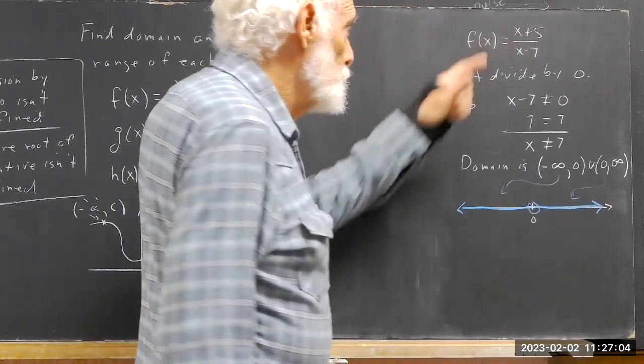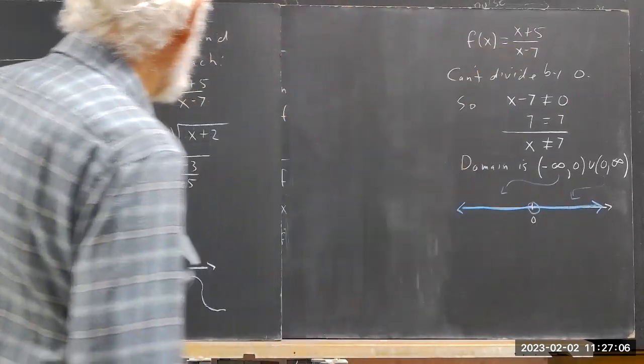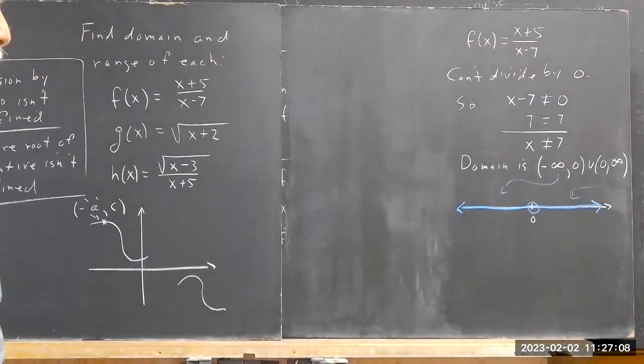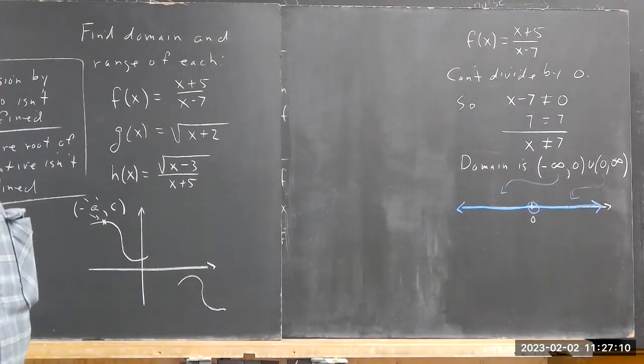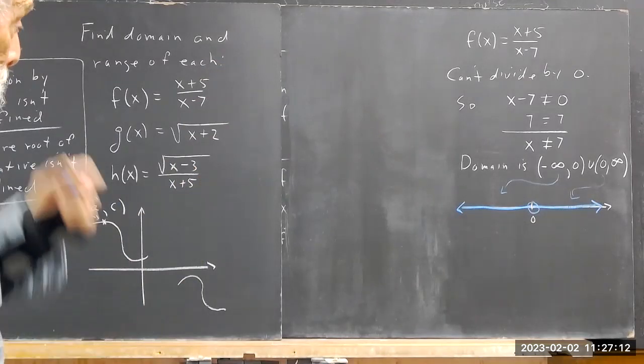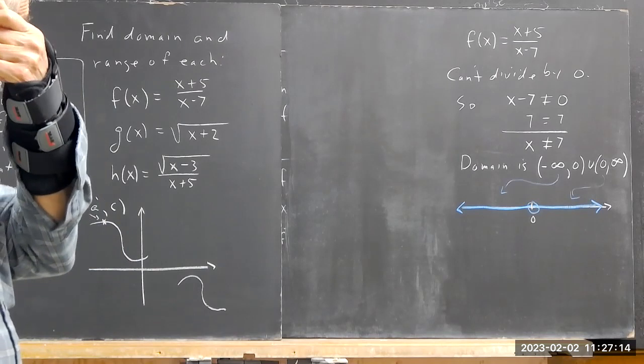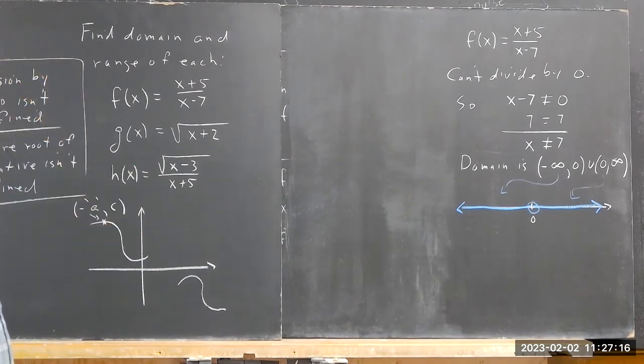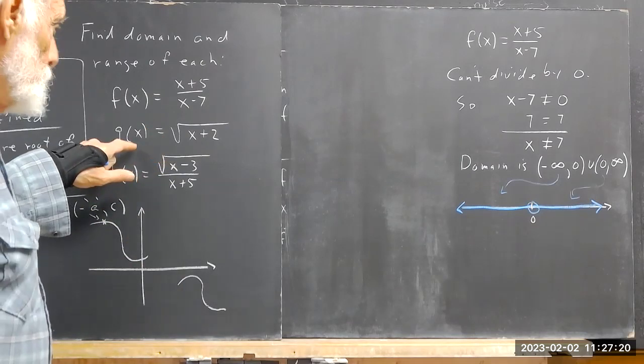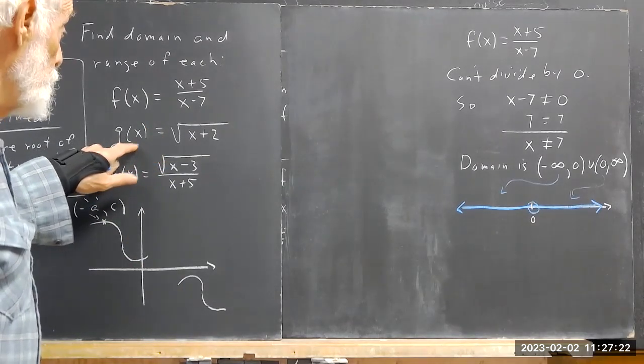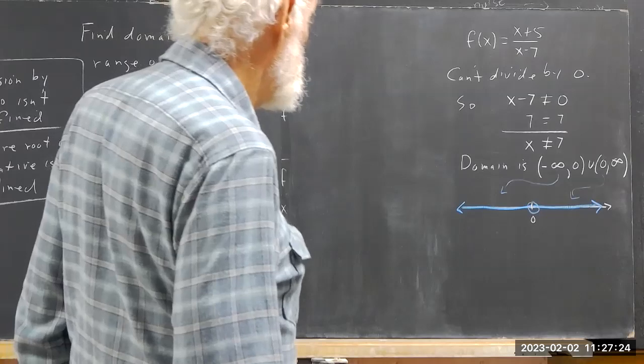Now the range is a little more complicated, so I'm not going to talk right now about the range of this function. That's something you're going to maybe have to dig out a little bit, but I'll do an example. For right now, I'm going to keep it as simple as I can. You've got g of x is the square root of x plus 2.